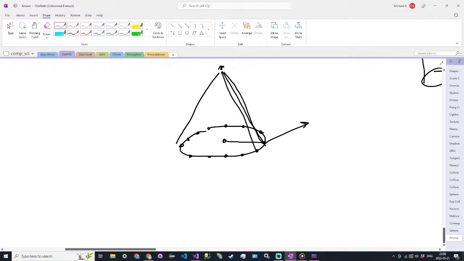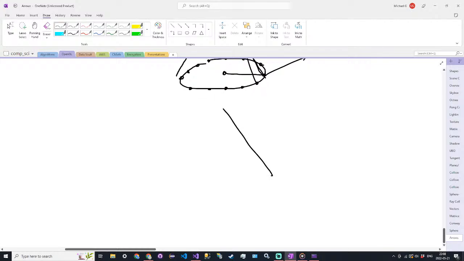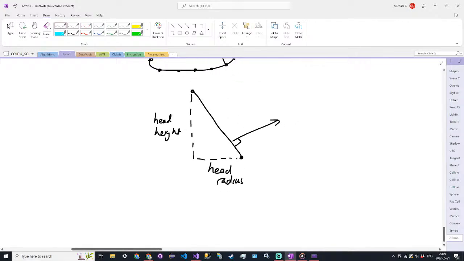So let's just look at this real quick. If we want to find the vector perpendicular to this line, and we know this, and we know that it drops by head height and moves to the right by head radius. This is just a line with a slope, and we can just easily find the perpendicular value by taking the reciprocal, or the negative reciprocal. So this value, it points upwards.